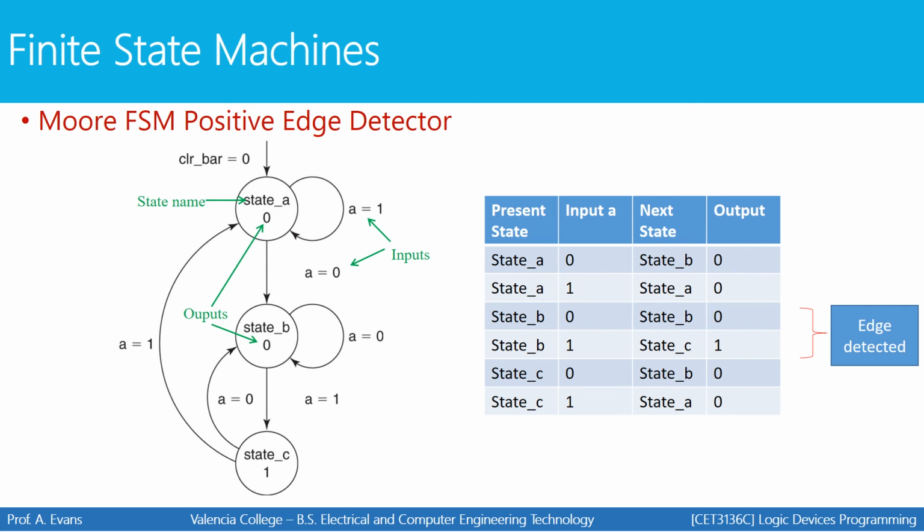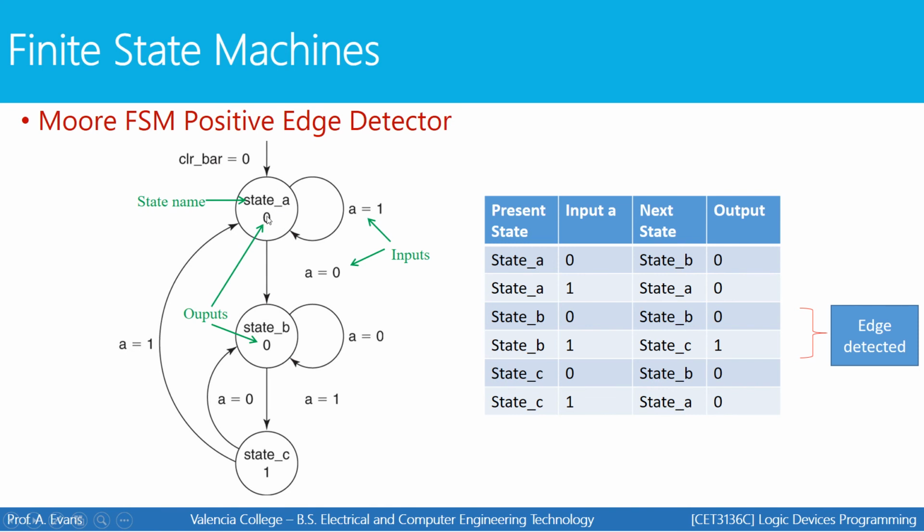So the first thing you have to do is draw a state diagram. This is the state diagram for a positive edge detector, and it is written in the Moore style. Notice our clear bar gets us into the initial state, state A. So again, from this point, we need to first detect a 0 and then detect a 1. If those 2 events happen in succession, the output should be high. So within state A, our output is low.